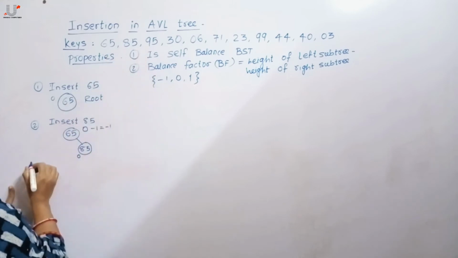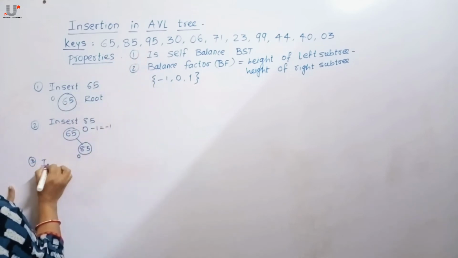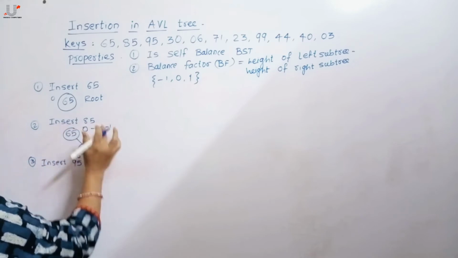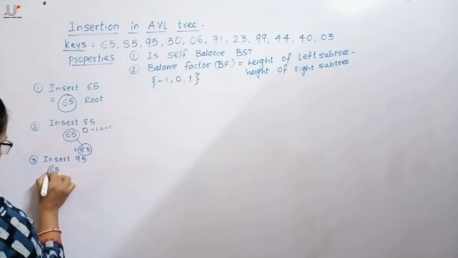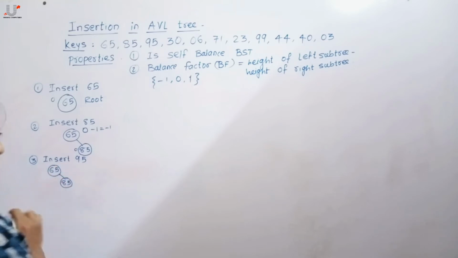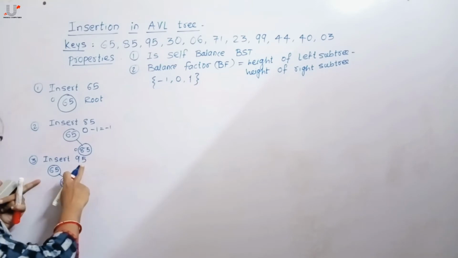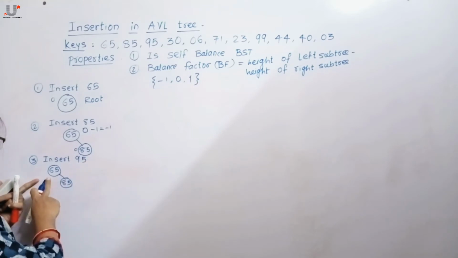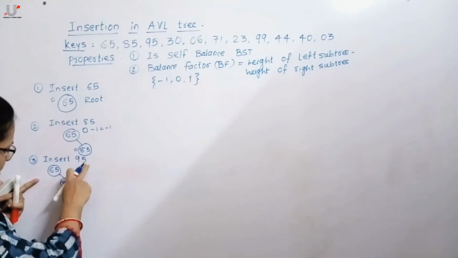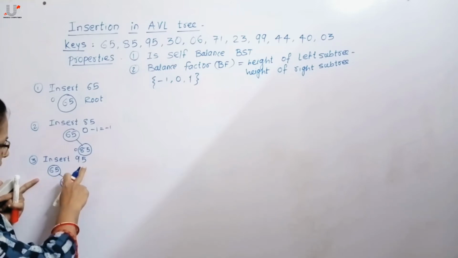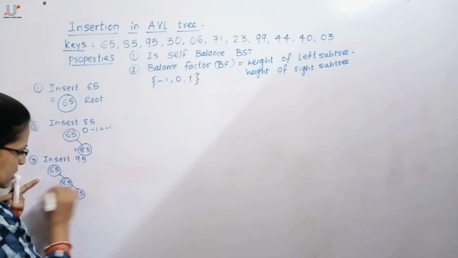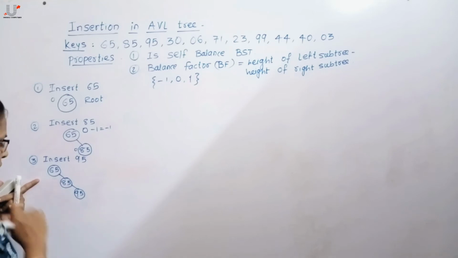Now the next element we have to insert is 95. The initial AVL tree has 65 as the root, and to the right of 65 is 85. 95 gets compared with the root element first. As it is greater than the root element, we move to the right subtree and compare 95 with 85. It is greater than 85, so 95 becomes the right child of 85.